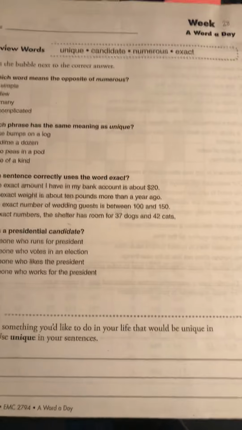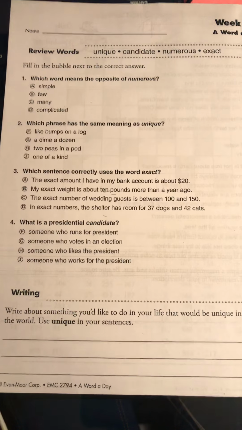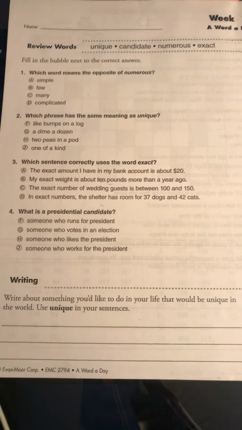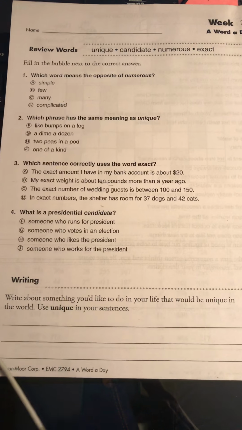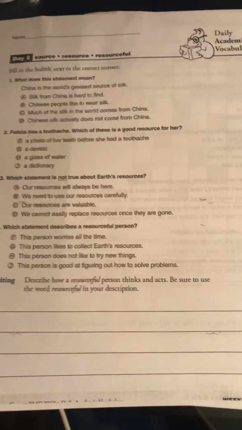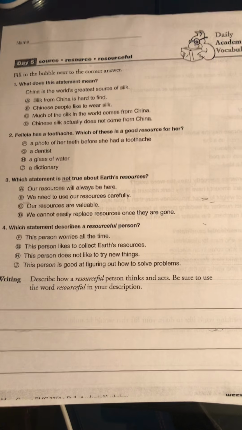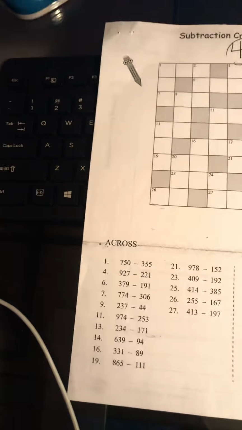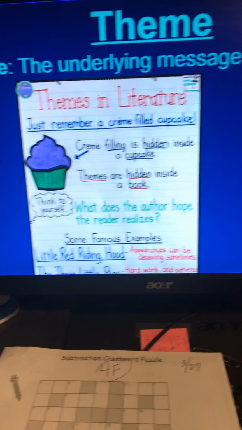Okay. And then you have a page like this that is going over your vocabulary words. And then the last one is you have to write a sentence using the word unique in the sentence. And I will go back over those vocabulary words. The back page does look like this, and your copy will have an X through it. You do not have to do that page. We did not go over those vocabulary words.